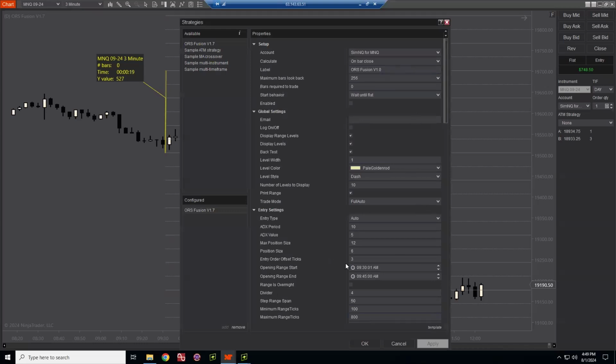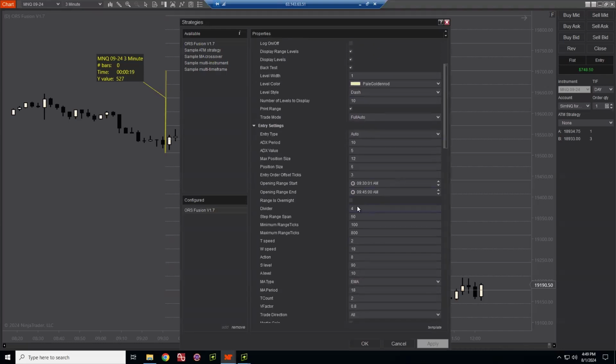And we can see our opening range is from 9:30 to 9:45. And this is the magic right here. We have our divider set to 4 standard deviations. We need a minimum range of 100 ticks. And if it's over 800 ticks in the first 15 minutes, that day is crazy. I don't want anything to do with it.